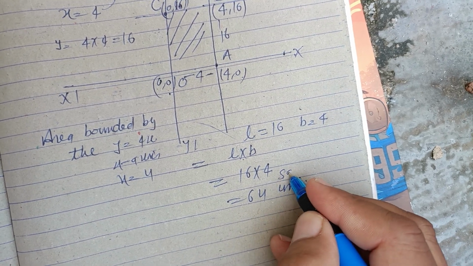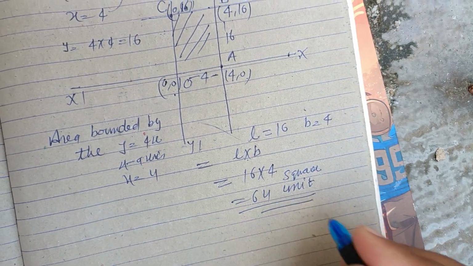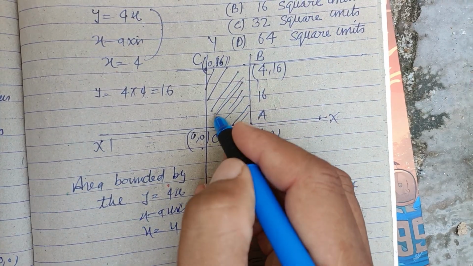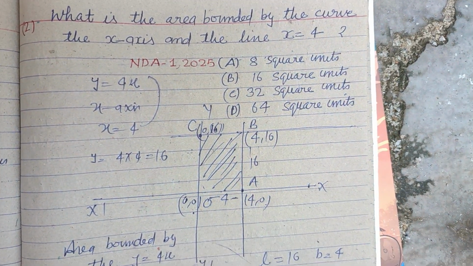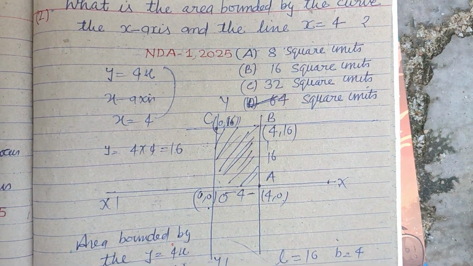square unit. So 64 square unit is the area bounded by the curve, x-axis and line. So D is the correct answer of this question.